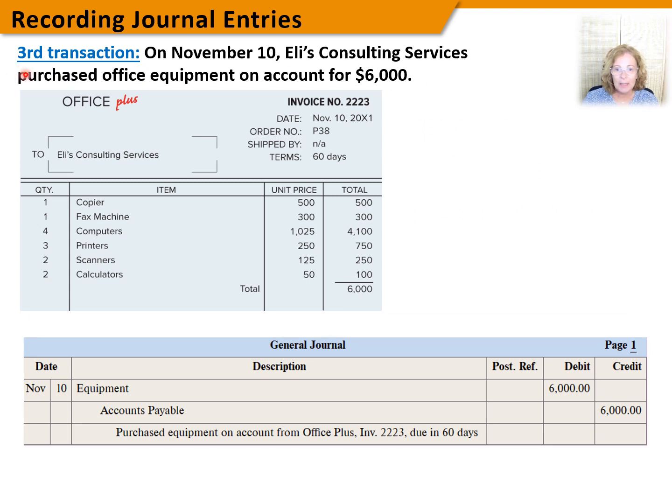November 10th, Eli's Consulting Services purchased office equipment on account for $6,000, and we have the invoice here from Office Plus. The invoice shows the invoice number, the date, order number, shipping and payment terms, and the name of the buyer, and item details of what was purchased. This invoice shows the right level of support.